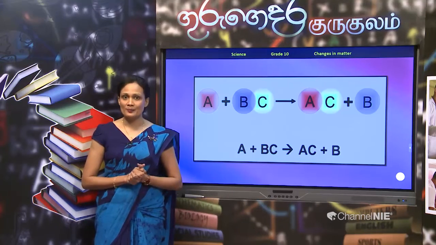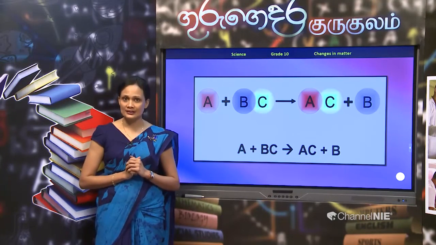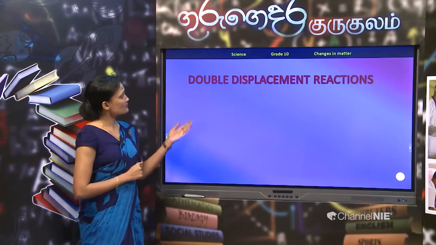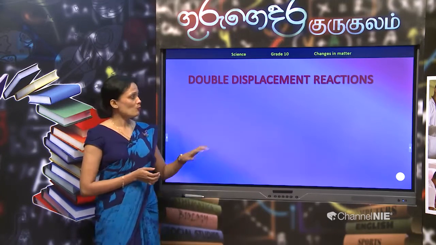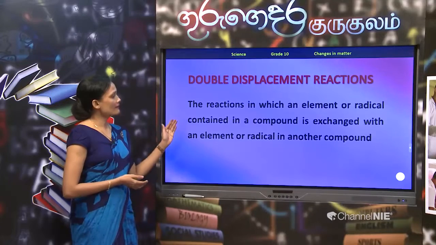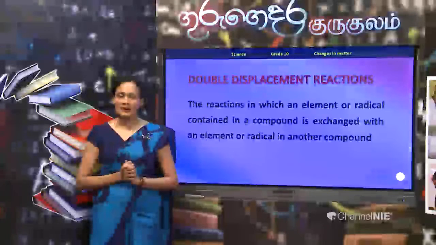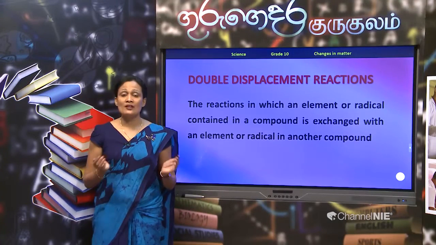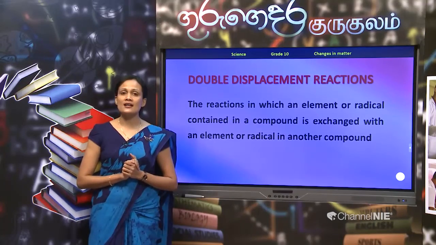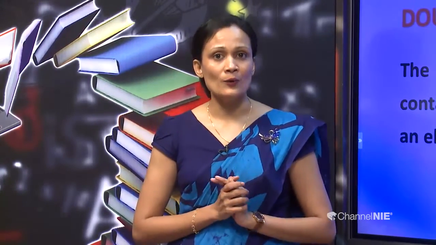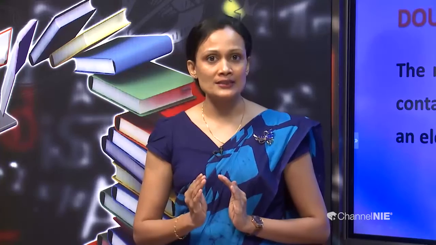Now I am going to discuss the last type of chemical reaction. Look at this, children. Double displacement reactions. What does double displacement reaction mean? The reaction in which an element or radical contained in a compound is exchanged with an element or radical in another compound. Think about the experiment that we did where barium chloride reacted with sodium sulfate. In there you got another product. So here also a double displacement reaction occurs. I am going to explain that by using an example.